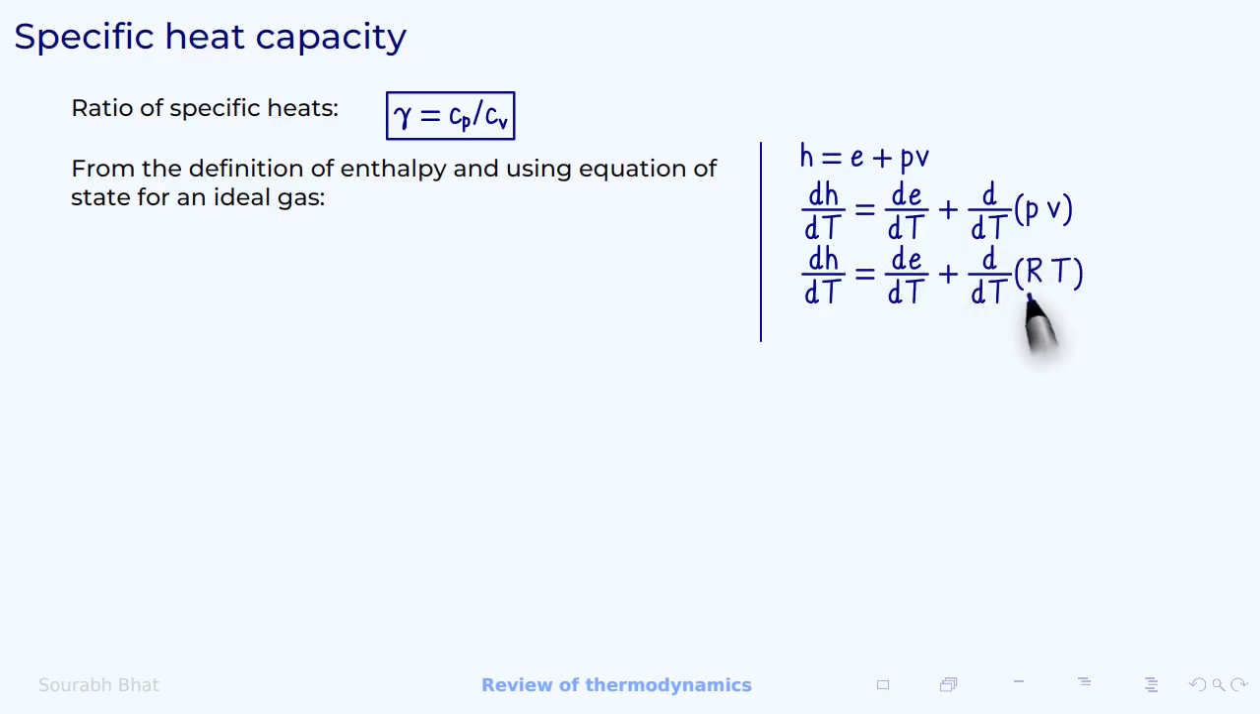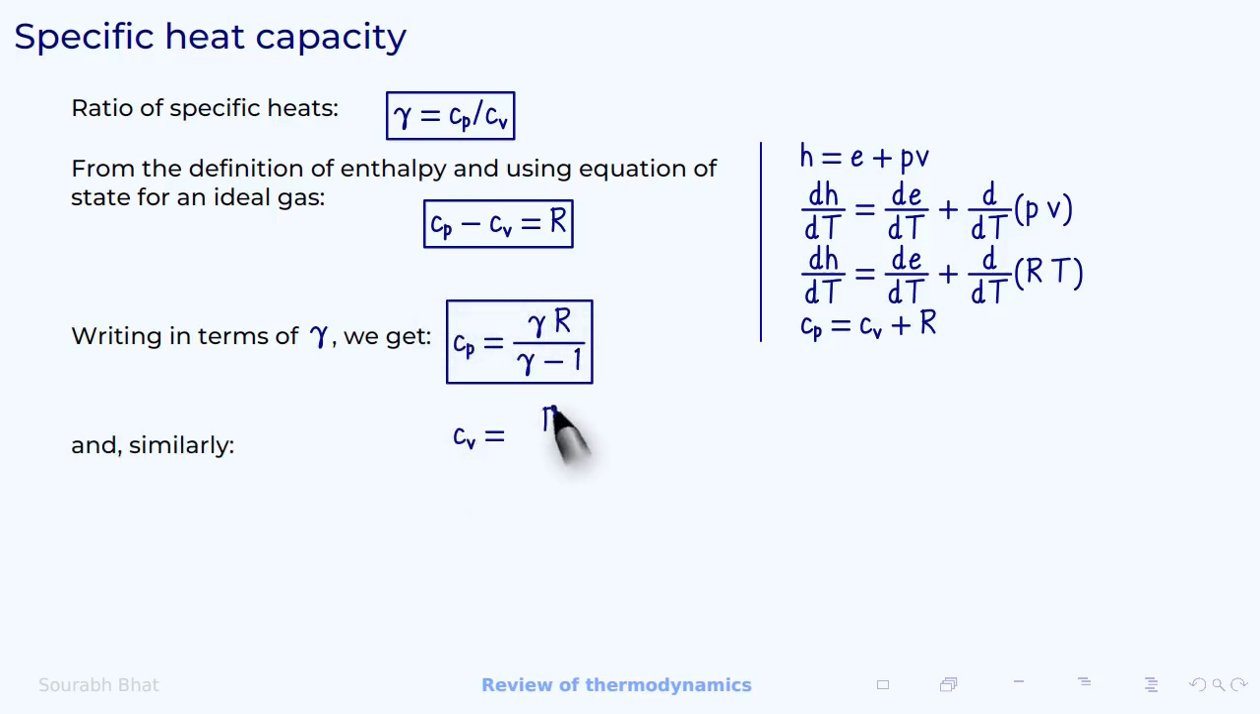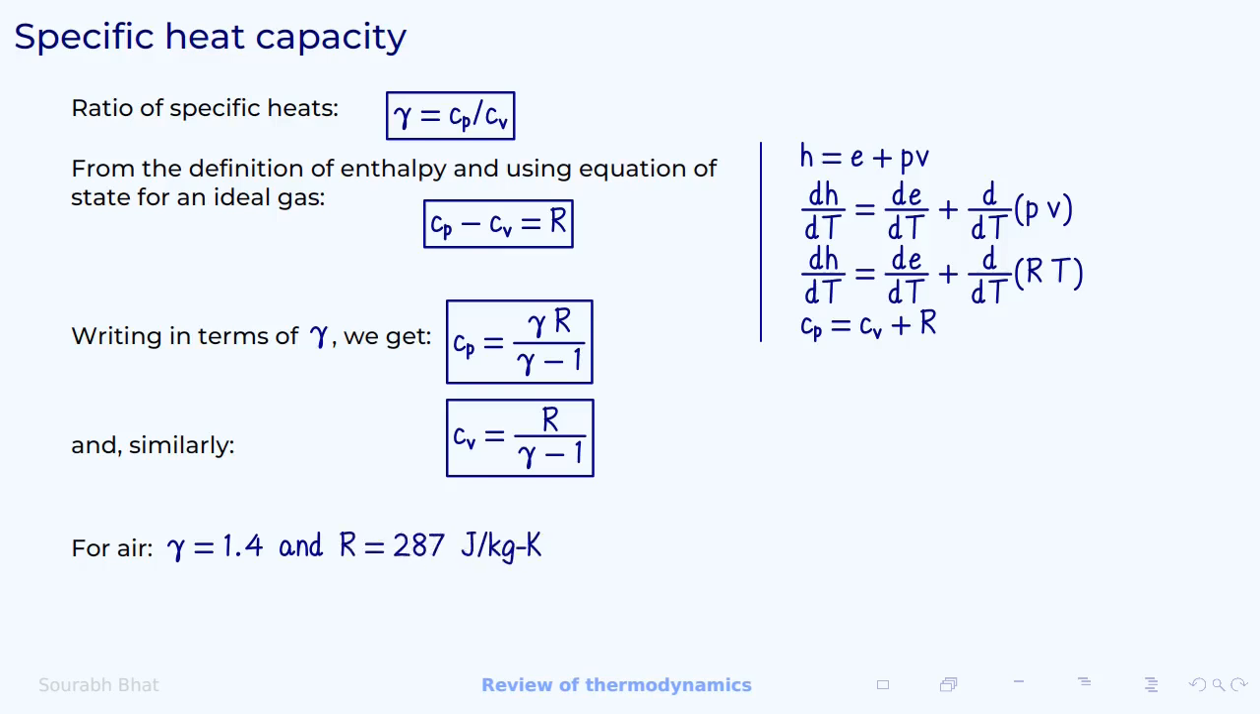And in terms of gas properties, we can write Cp is equal to Cv plus R, or Cp minus Cv is equal to R. Writing this equation in terms of gamma, we get Cp is equal to gamma R divided by gamma minus 1. And dividing by gamma, we get Cv is equal to R divided by gamma minus 1. For air, gamma is equal to 1.4 and R is 287 joules per kg Kelvin. We will use these equations in our next example problem.